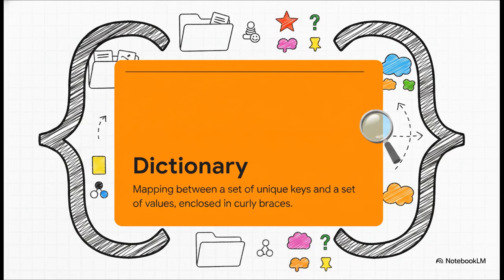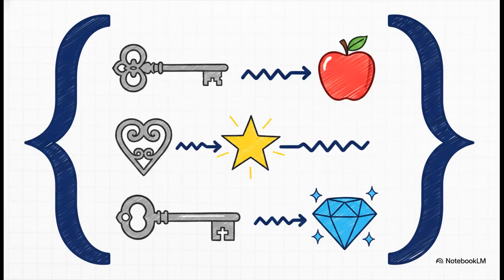It's basically a mapping between a set of unique keys and a set of values, all wrapped up snugly in curly braces. The rule of thumb here is that the keys must be unique and they have to be an immutable data type, like a number, a string, or actually a tuple. The values, on the other hand, can be anything you want and they can absolutely be repeated. Let's look at a dictionary in action.